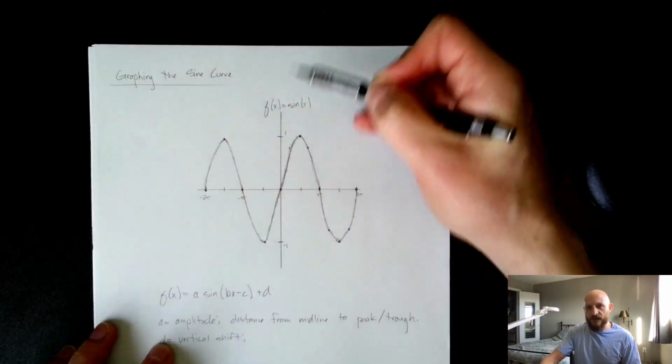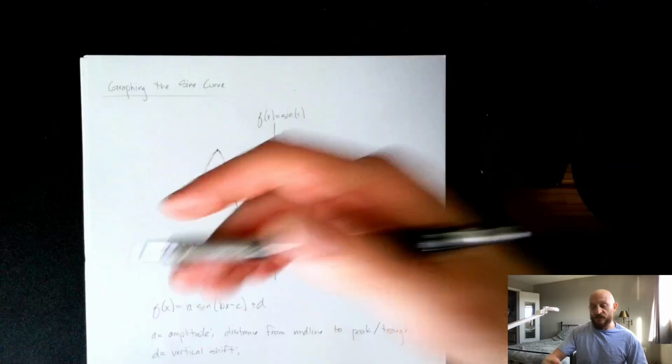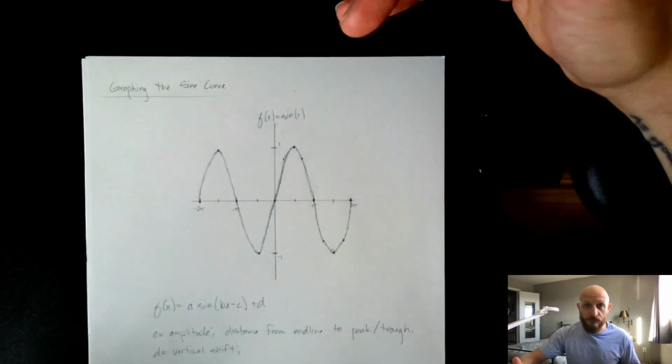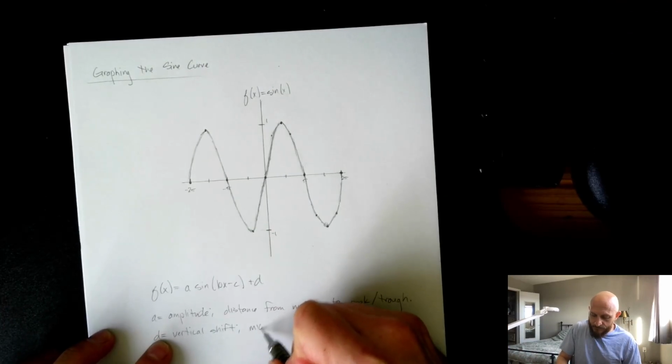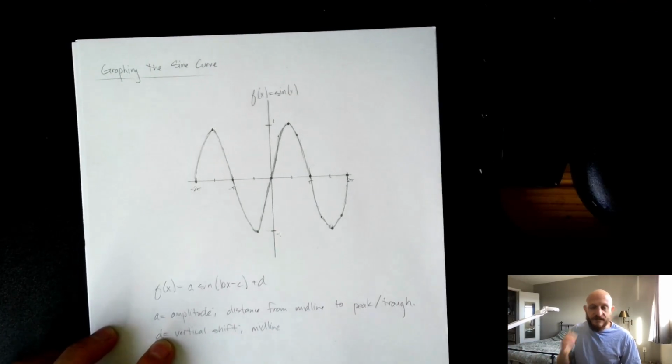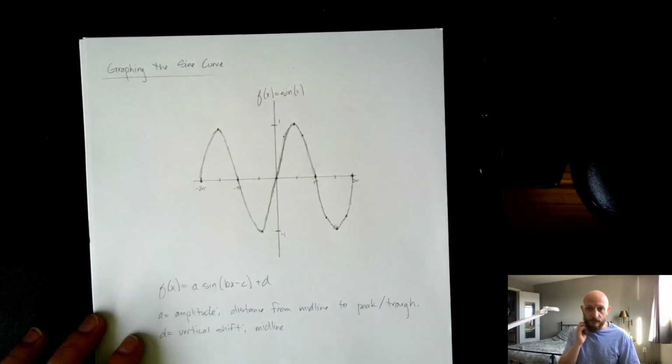So it's just sort of like a wave that's now hovering. It's oscillating about the line y equals 3. D specifies the midline. So D is the midline. So if D is 3, then the midline is the line y equals 3.